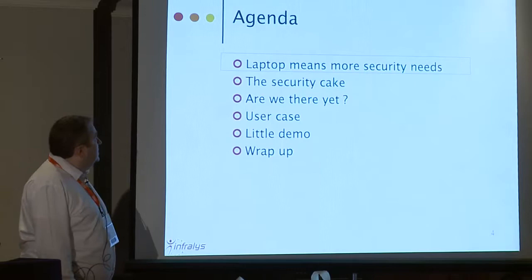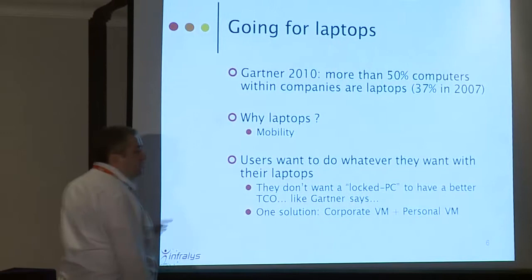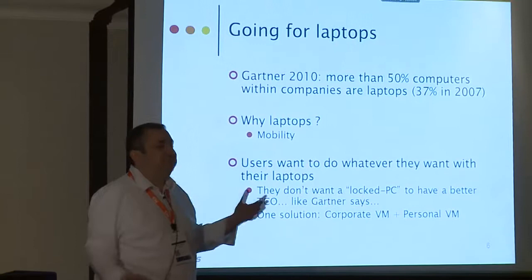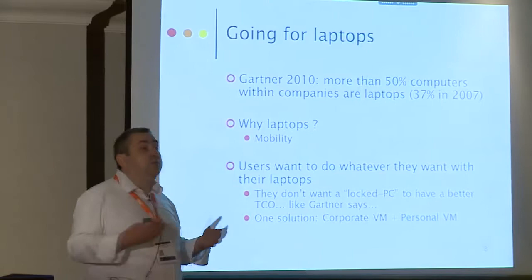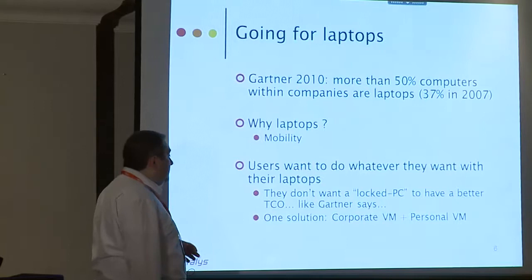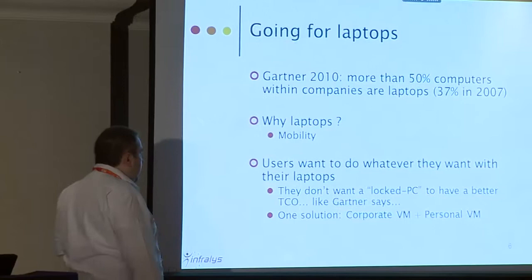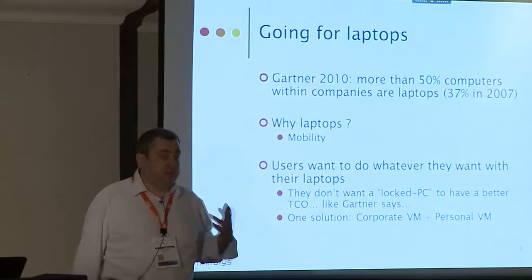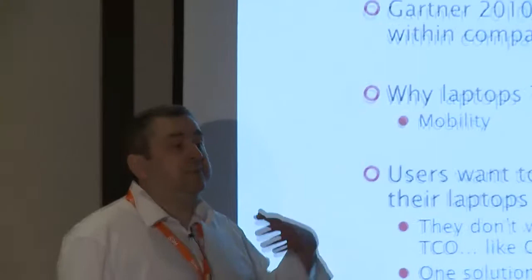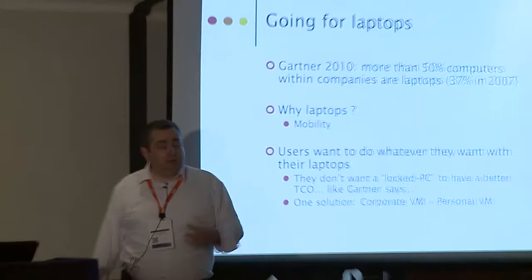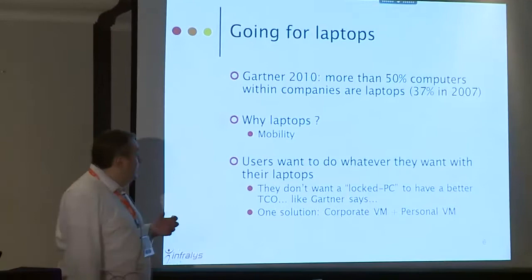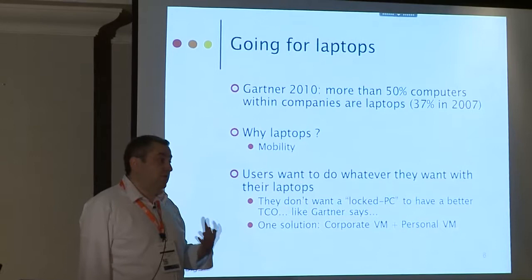So first topic: laptops. Even if I see a lot of iPads and tablets, we are using a lot of laptops in enterprise. And in 2010, it was a very important step because more than half of computers were laptops in the enterprise, on average, of course. And the reason is mobility. However, we know, as Gartner said, that it's very difficult to manage a laptop. It's more difficult than a simple desktop. And we have several additional issues, like a laptop can be stolen, can be lost, etc. Gartner says that the only way to manage the laptop in order to have a better TCO is to have a locked-down PC. However, a locked-down PC for a mobile user is something very difficult to have.